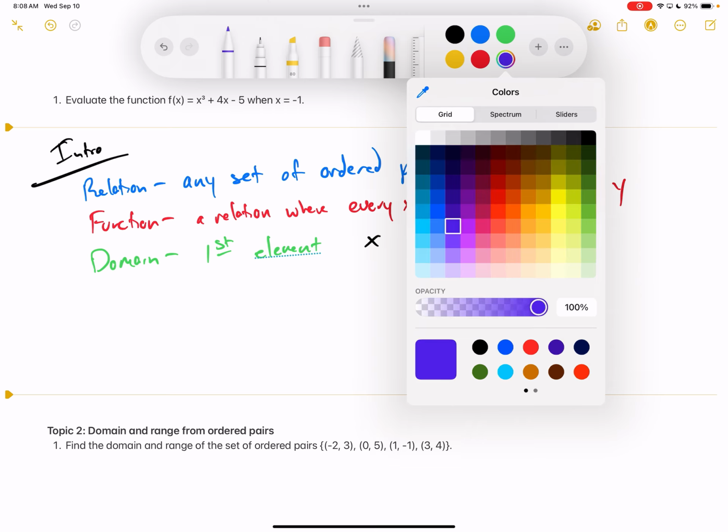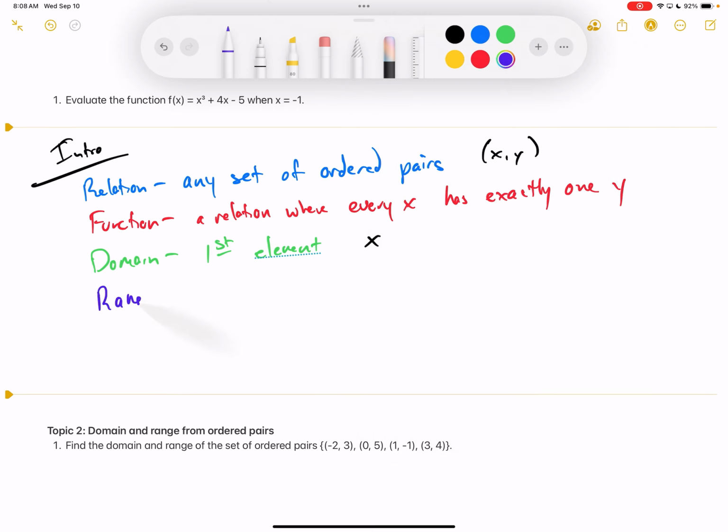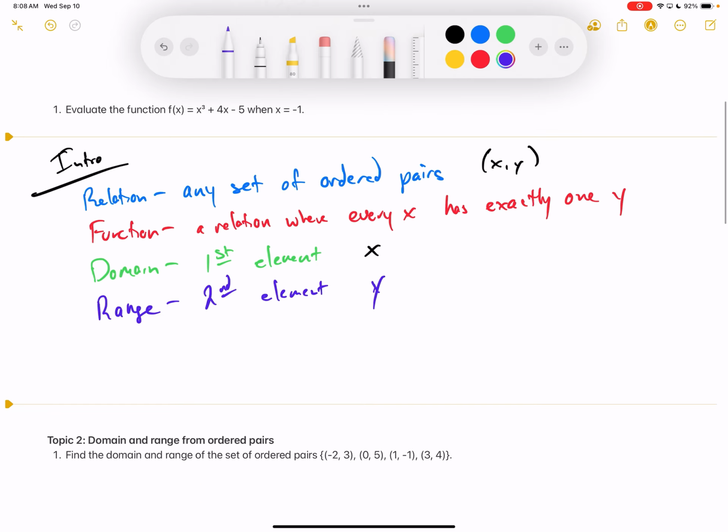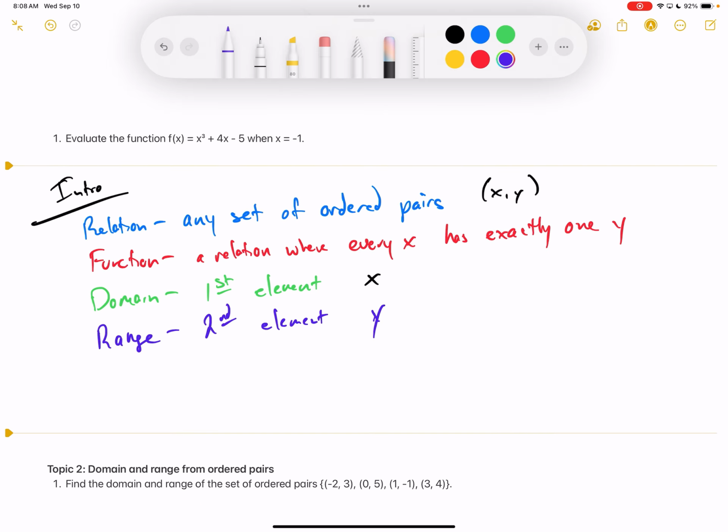And then our last one here, the range, is the second element in this set. So most of the time we associate it with y. Back to my example of your last name and test score, it would be the test score. So it doesn't have to be y. That's why I'm writing it as the second element. But we're going to talk about x and y a lot. So x is the first one, y is the second one.